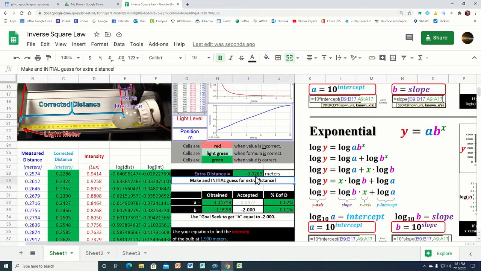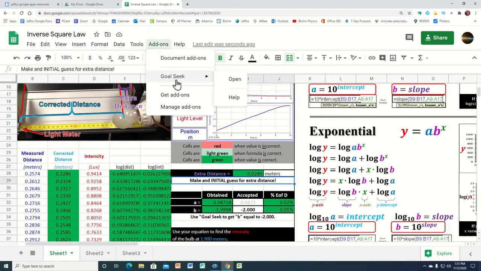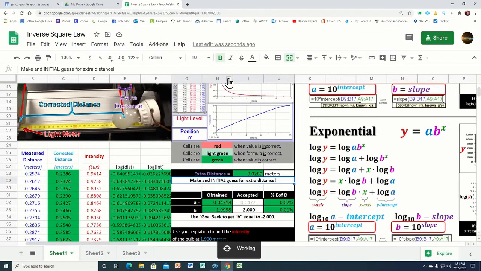I do want to show you a really neat add-on for Google Sheets. It does sometimes work, but if you use Microsoft Excel, of course it would always work. But this is an add-on, and I've already put it in here. If you didn't have Goal Seek, you'd have to get the add-on and search for Goal Seek. But let me show you what this does.